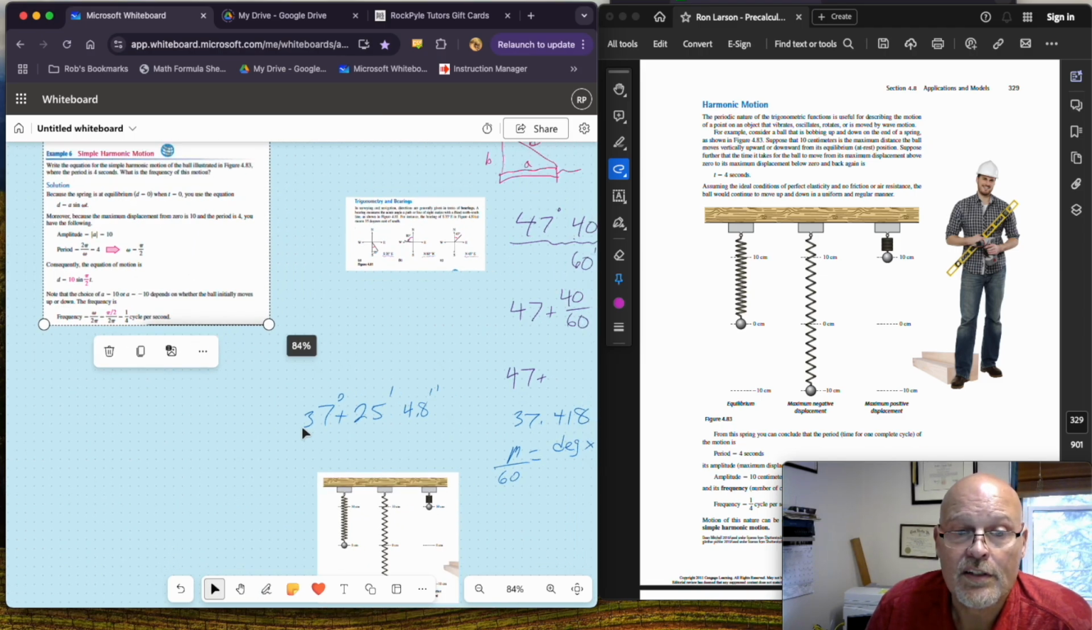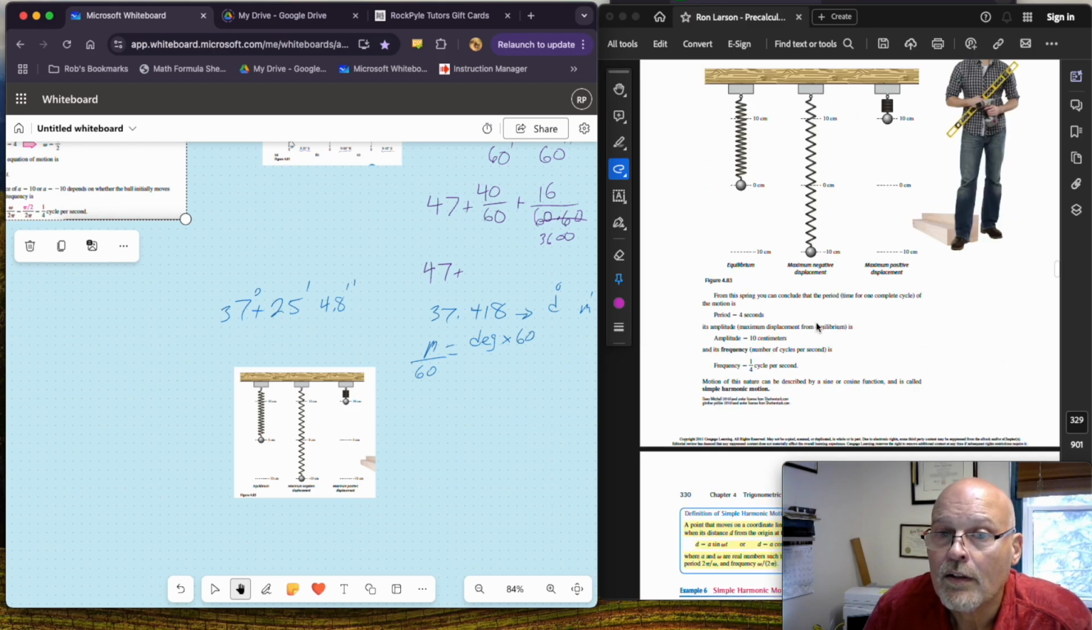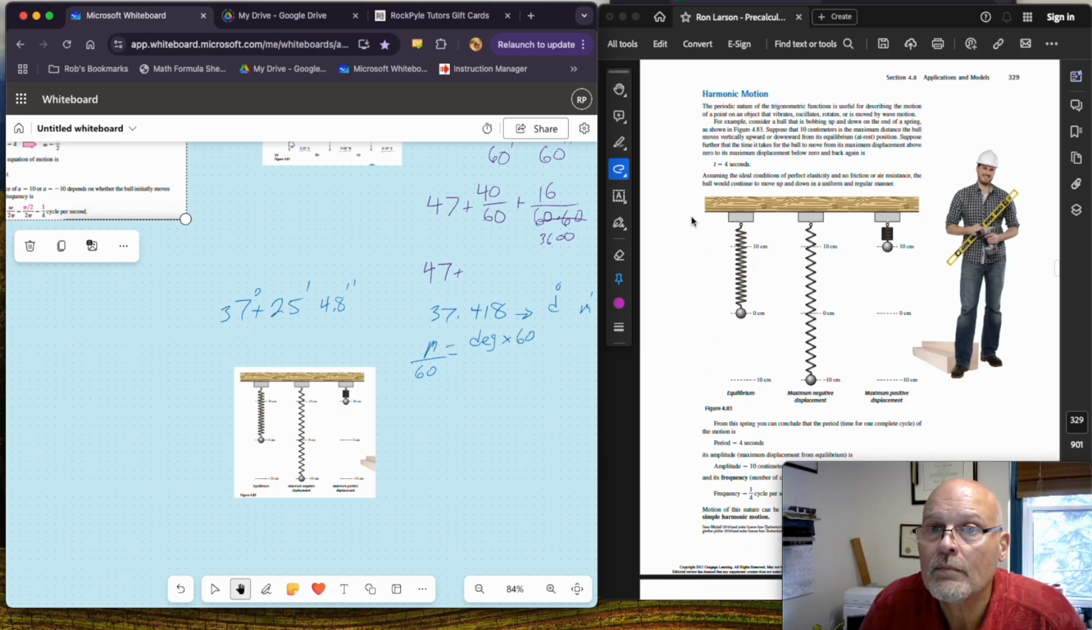So the way that we're going to see these is that typically they're going to describe it. So we'll do this problem here. The problem is that the ball on the spring is going to go from -10 to +10, and it'll oscillate back and forth. So what we want to do is find the amplitude. So the amplitude is from 0, what's the biggest it gets. So the amplitude is 10 centimeters.